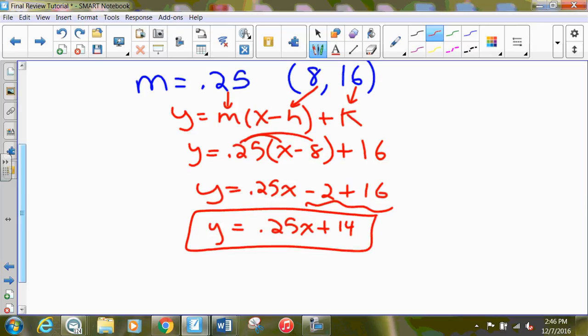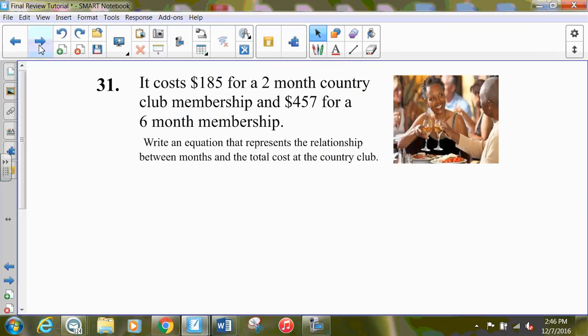And there you've got it. It costs $185 for a 2-month country club membership and $457 for a 6-month membership. Write an equation that represents the relationship between months and the total cost at the country club.